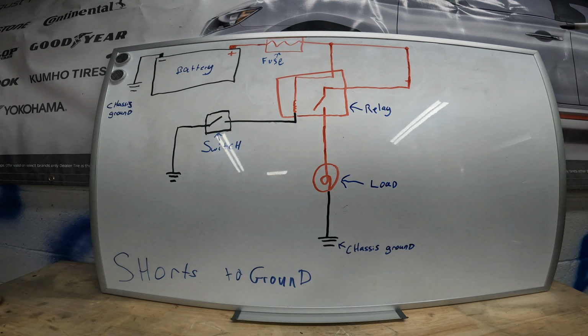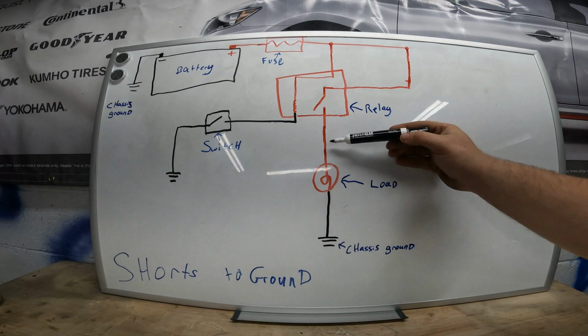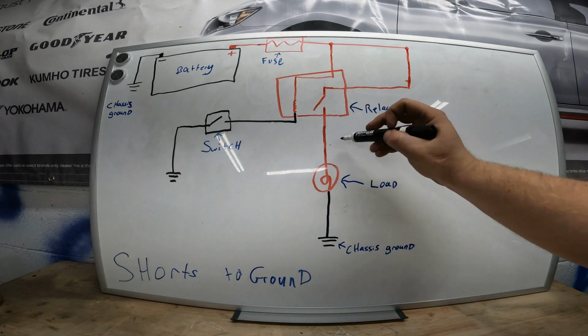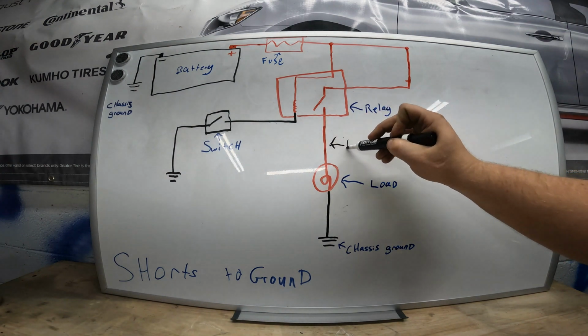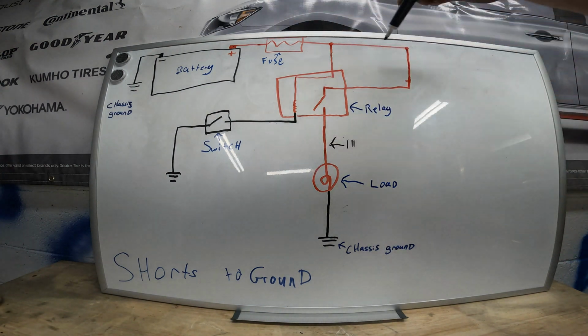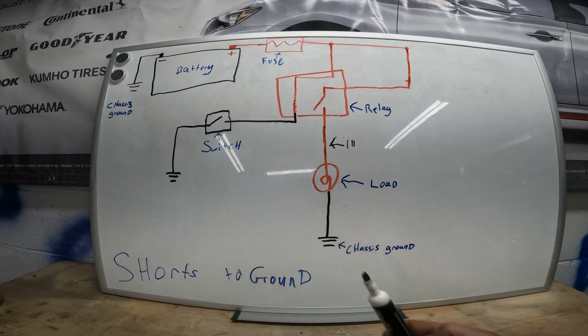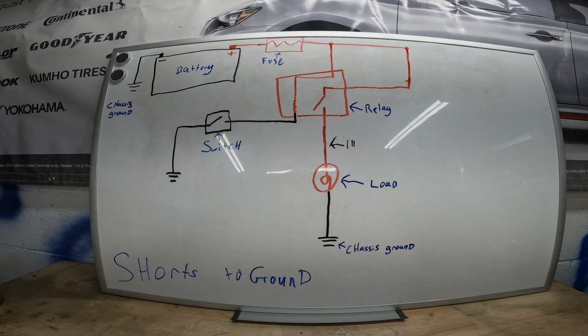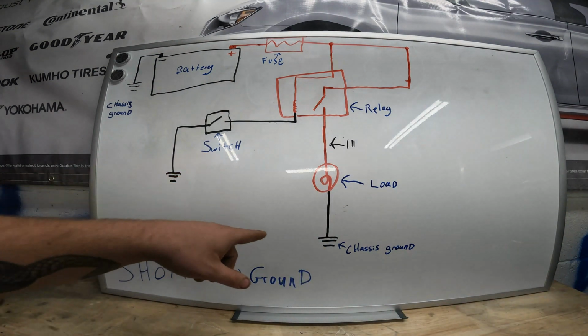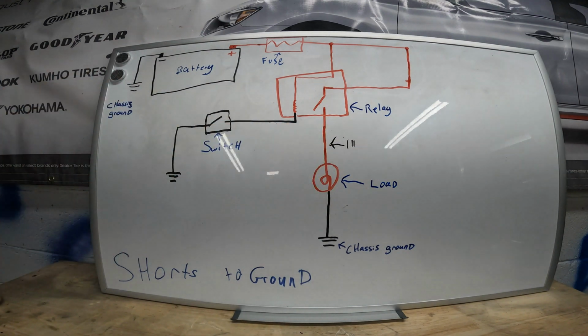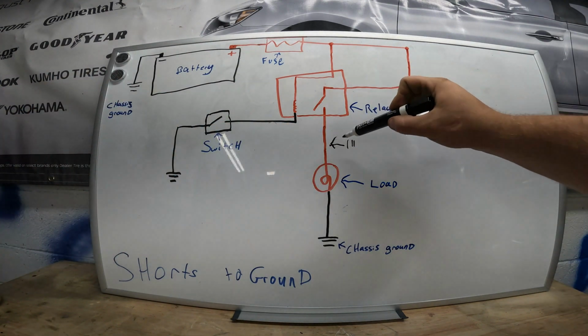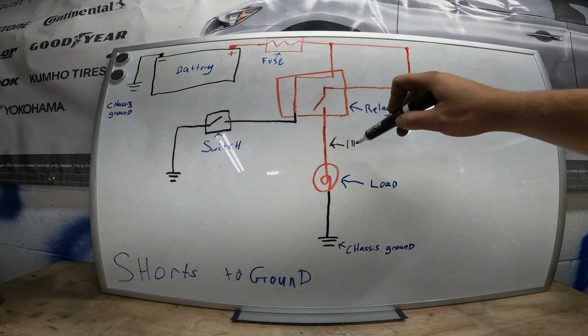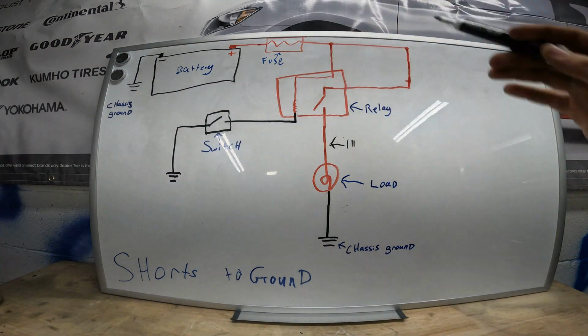If you have a short to ground here, it will only have a direct pathway to ground when this switch is on. So this will be something like, anytime I turn this switch on, the fuse pops. So the short to ground is before the load, direct pathway to ground, amperage goes up, fuse pops.